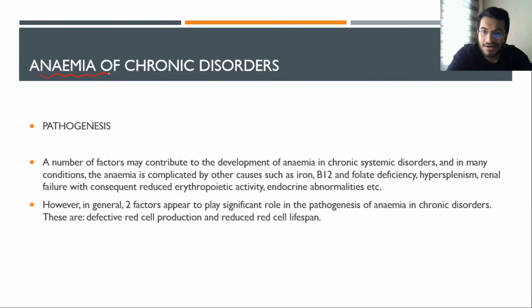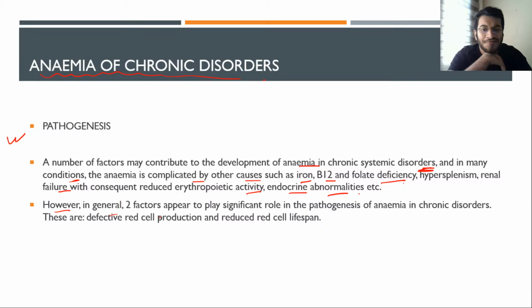Then anemia of the chronic disorders. Pathogenesis. A number of the factors may contribute to the development of the anemia in the chronic systemic disorders, and in many conditions the anemia is complicated by other causes such as iron, vitamin B12, folate deficiency. Then hypersplenism, renal failure with consequent reduced erythropoietic activity, and endocrine abnormalities.